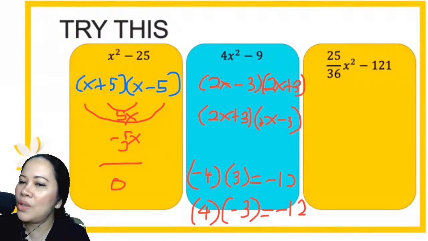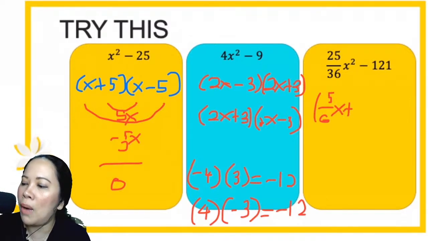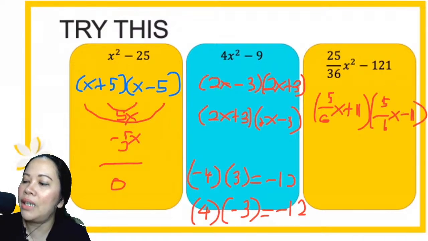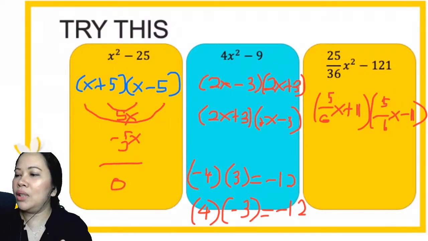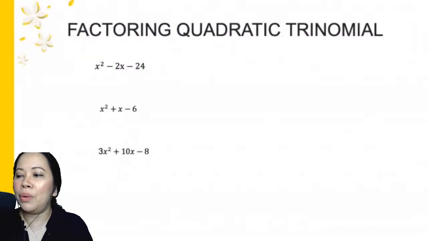Yes, that's right, Tokushima. So 5 over 6x plus or minus 11, and then 5 over 6x minus 11. Yes, that is correct. Well done. Okay, let's proceed to the next one. I hope that was clear.